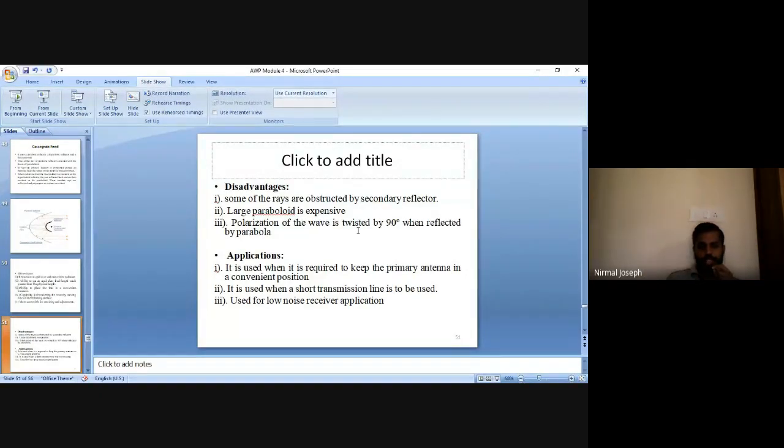It is used when a short transmission line is needed, because the primary antenna should not come in front of the reflector. So we can use a very short transmission line. The transmission line need not be much larger. From the transmitting equipment, we can directly transmit using a horn antenna, as we have seen already. It's also used for low noise receiver applications.